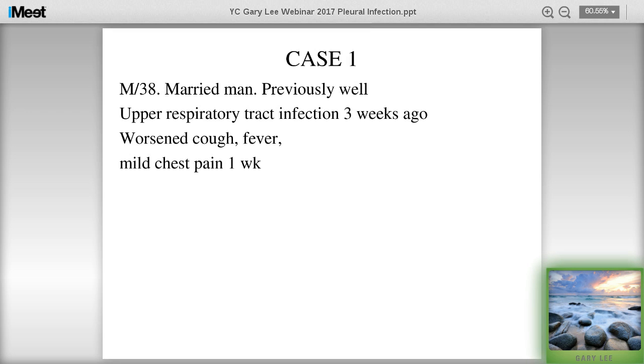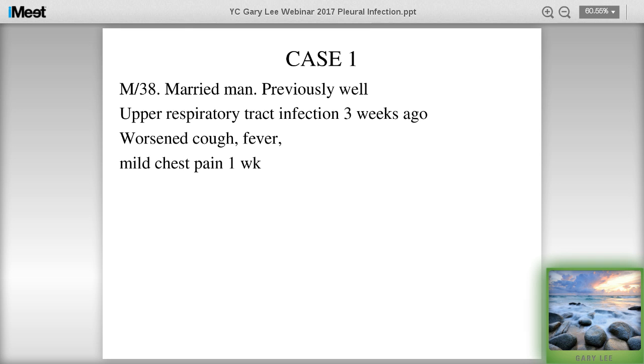I'm going to start with a case. Recently I did see a lot of cases of pleural infection, and this is just one I pulled up. This is a 38-year-old professional man who is otherwise very healthy. He looks after himself. He had an upper respiratory tract infection about a month or so ago.